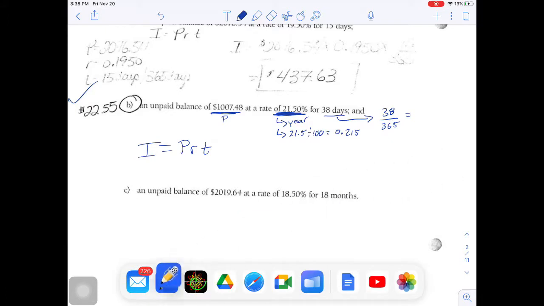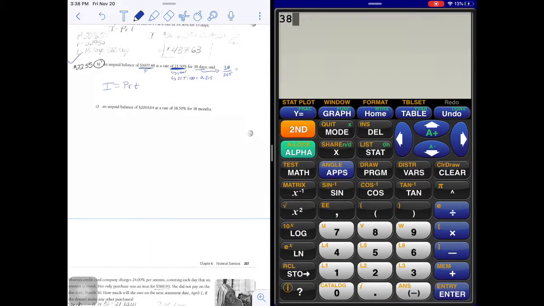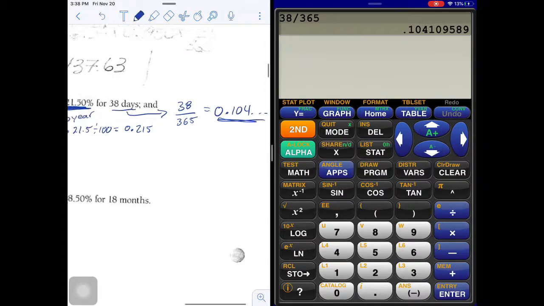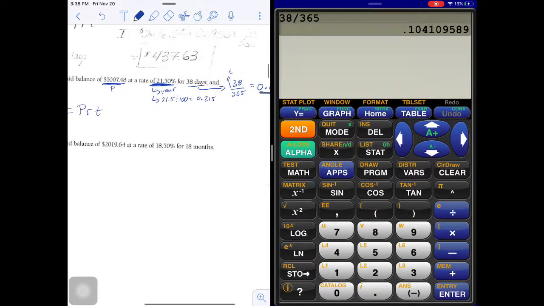Let's bring this out. There we go. And 38 days is only a fraction of a year, and that fraction is 0.104, and so on. Okay, so when we plug this in, we're either going to use this number, or you could just plug this in for time. So this will be T. So we can plug this in.